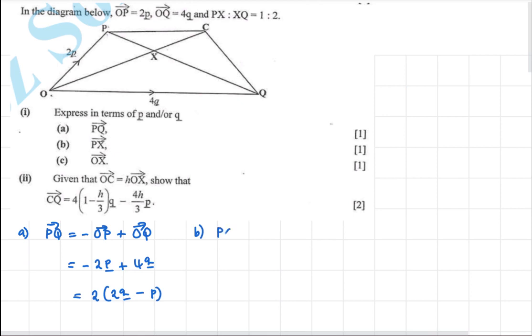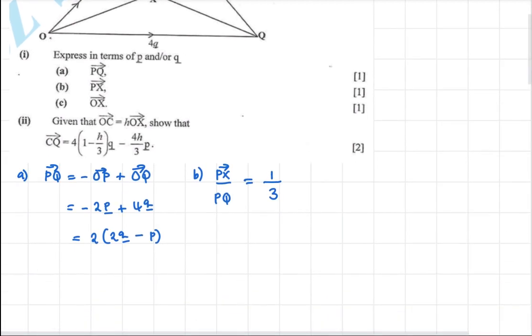Part B is saying PX. Remember, PX is said to be on the same line with XQ. So the total ratio is 3, because you add 1 and 2, it will be 3. Out of that ratio, PX takes one share. PQ, that is the total ratio, it will be 3 over 3. So you've made an equation. Then do the multiplicative inverse of 1 over 3, which is 3. Some say cross multiply. So it will be 3PX is equal to PQ.